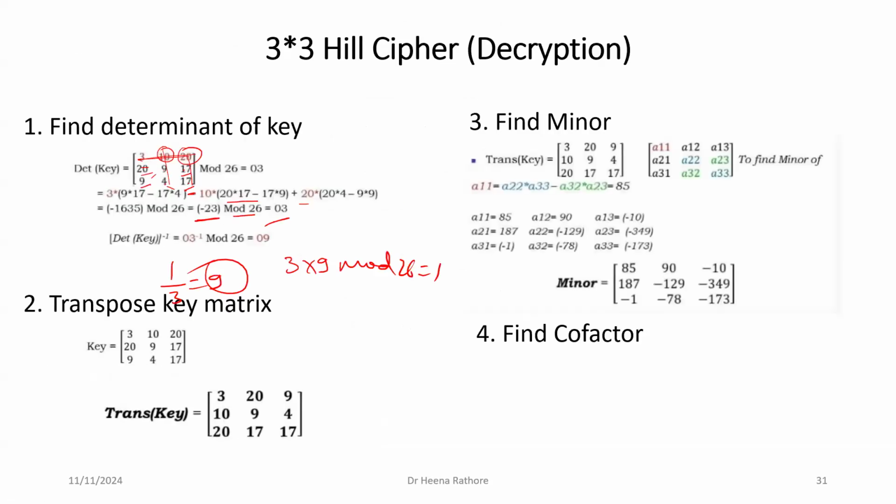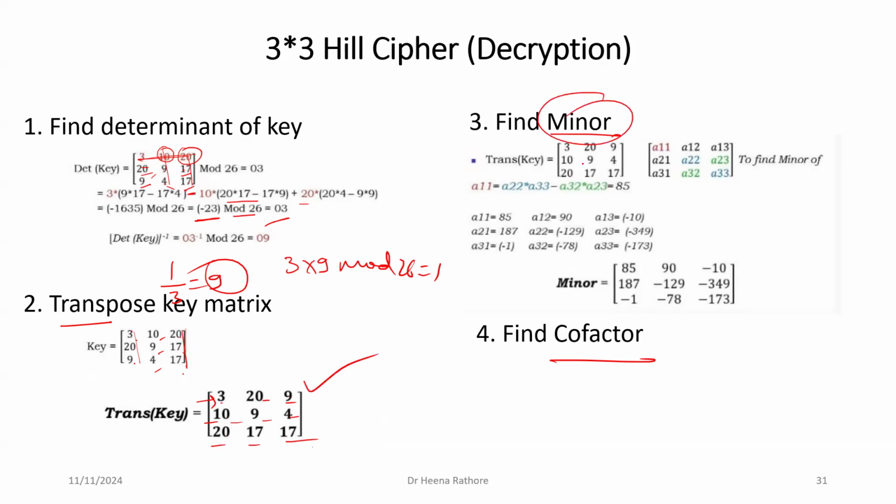Once again, for finding the adjugate, you have to first calculate the transpose, then the minor, and then the cofactor. Once again, the same process repeats. The very first step is that you transpose the values, where the row becomes the column. So 3, 20, and 9 is the column which will become a row, 3, 20, 9. The second column, which is 10, 9, and 4, will become the row 10, 9, and 4. And the last column, which is 20, 17, and 17, will become the row 20, 17, and 17. So this becomes the transpose.